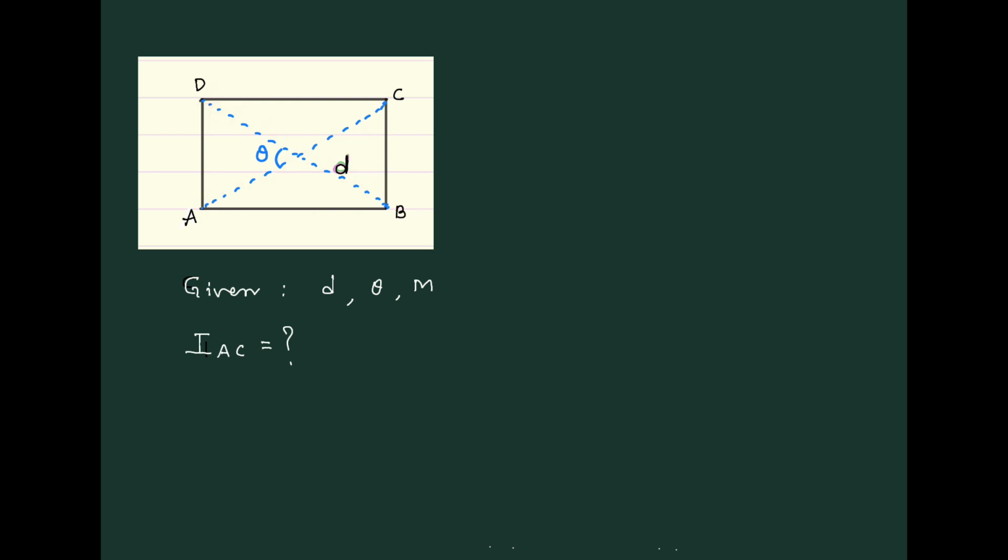What we have to find? We have to find the moment of inertia about any one diagonal, say AC, of this whole frame in terms of M, D and theta. That means about AC we have to find the moment of inertia in terms of these three parameters.